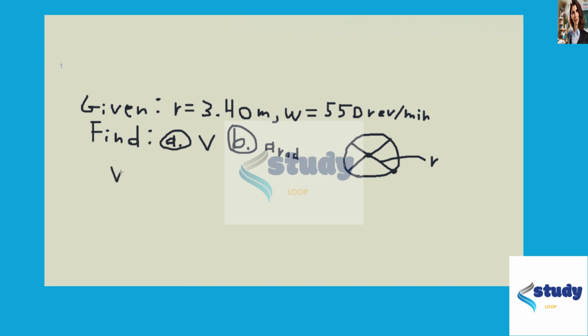Okay, so first let's find the linear velocity v. So linear velocity is equal to the angular velocity, which is omega, times r, the distance here. But we first want to make sure that the angular velocity has the proper units. So in order to use this equation, we want the angular velocity to be in units of radians per second. So now we have revolutions per minute, so we'll convert it then.